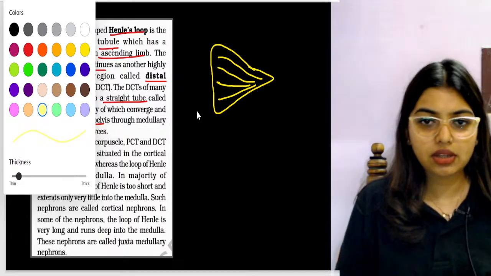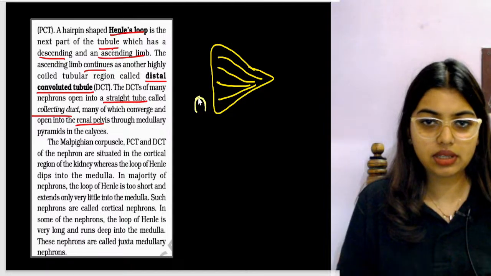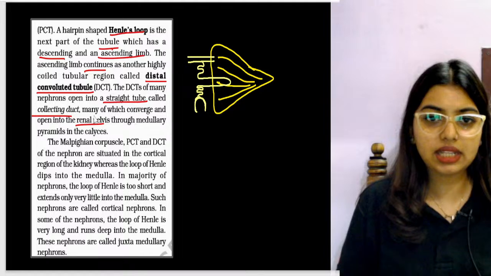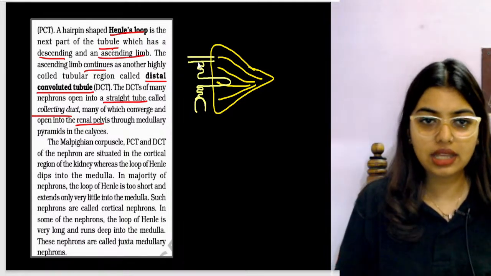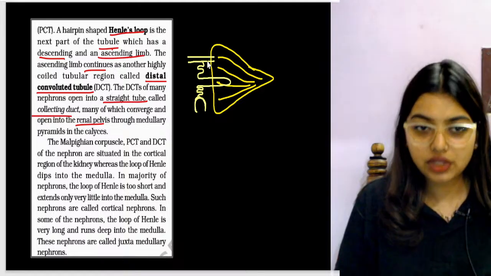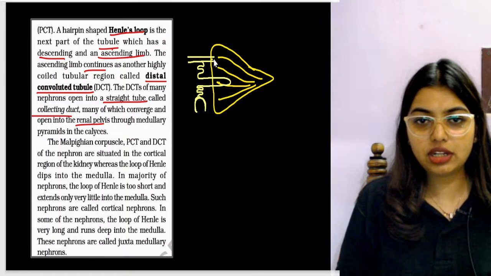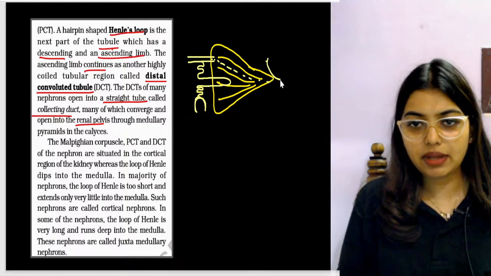So here this is your Bowman's capsule. This is your PCT, this is the loop of Henle, this is your DCT, and this is your collecting duct. Now what are they telling? They are telling that the DCT of many nephrons open into a straight tube called the collecting duct, many of which converge and open into the renal pelvis through the medullary pyramid. So through the medullary pyramid, these collecting ducts are going to open into the renal pelvis.